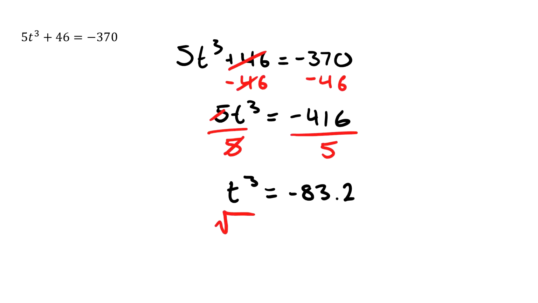And then finally, we cube root both sides. And we get t equals negative 4.37 if I round to 2 decimal places.